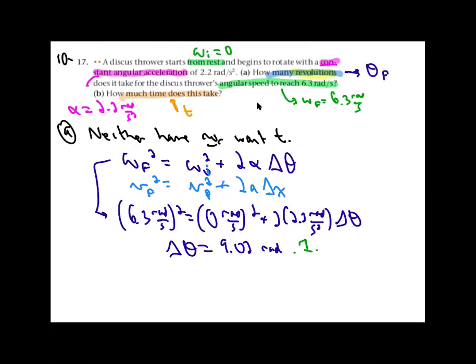there's 1 revolution for every 2 pi radians. So this over 2 pi, it's about 1.4 revolutions. So I'm not sure where your 3 comes from. It looks like it might be a factor of 2 lurking here that one of us might have made a mistake on.